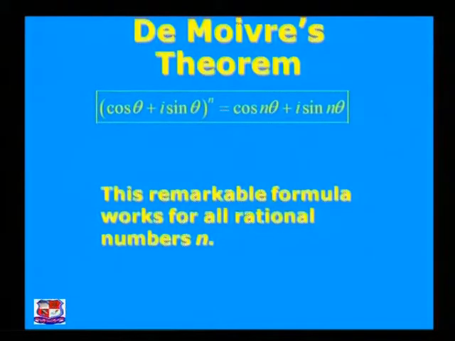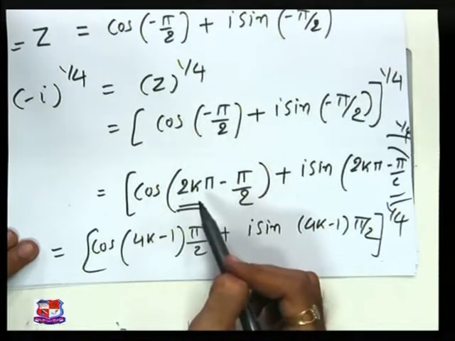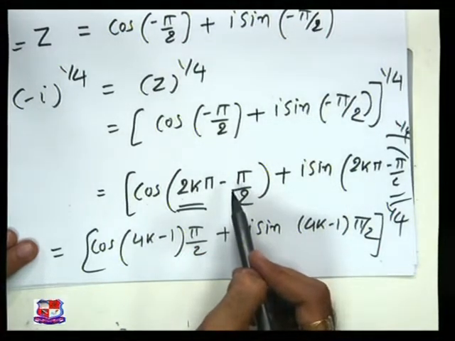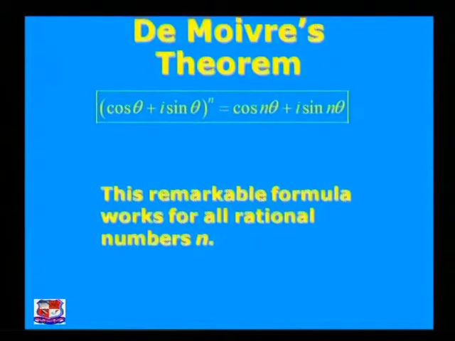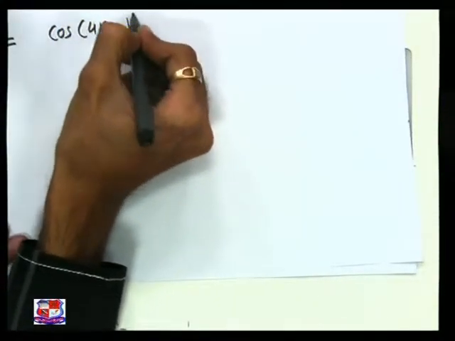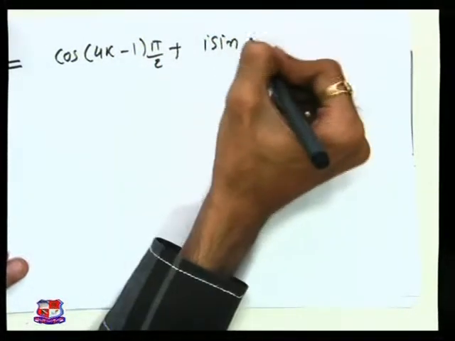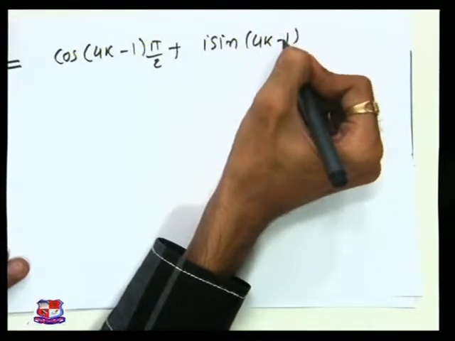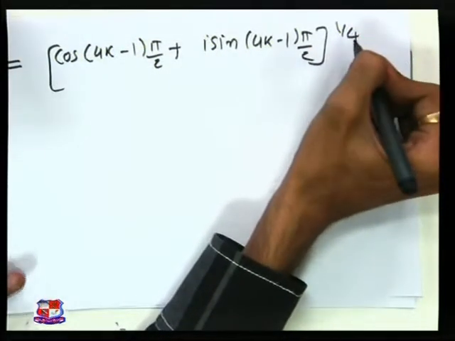Okay, now I will apply De Moivre's theorem, because here I need the general value, so I have put here minus π/2, so I will put 2kπ − π/2. So that is the general value of theta. So here I will get, I repeated the last term, which is cos((4k − 1)π/2) + i sin((4k − 1)π/2), raised to 1/4.